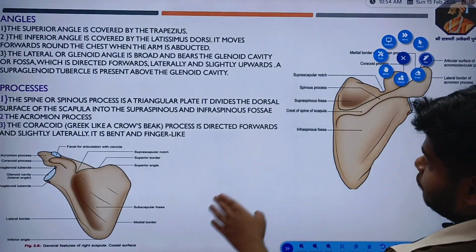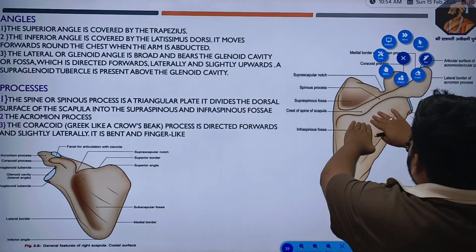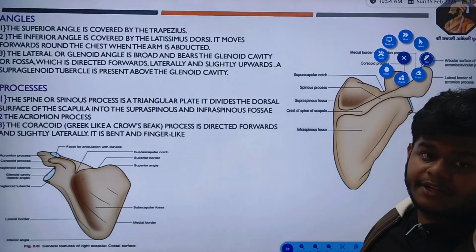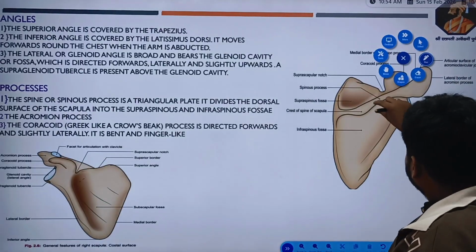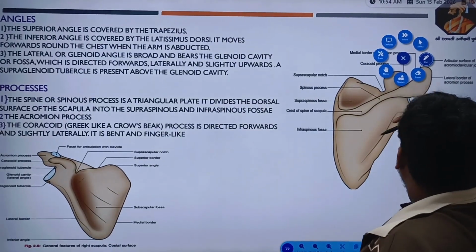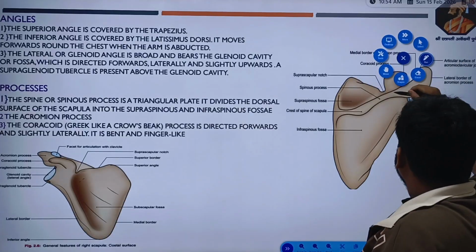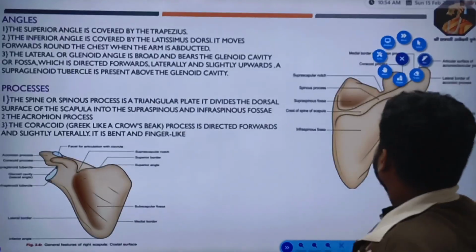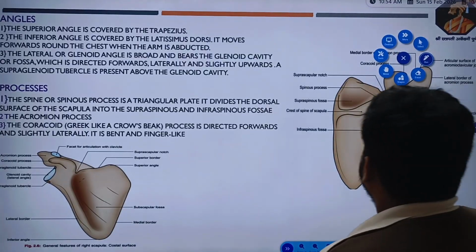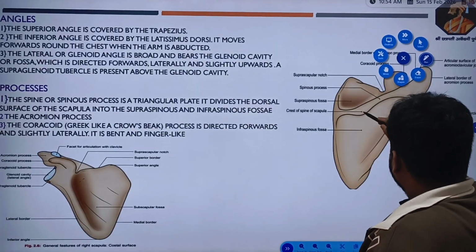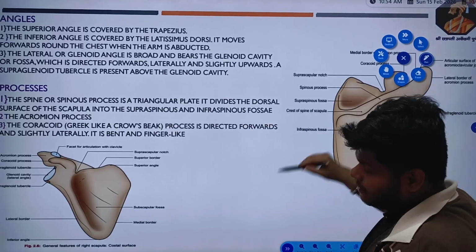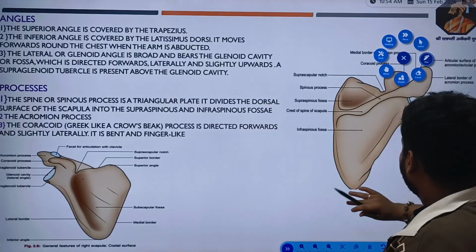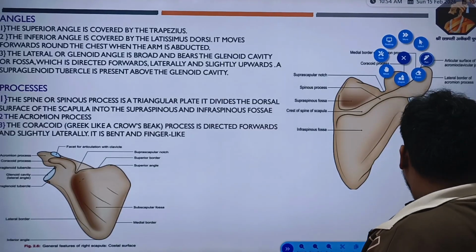Okay. Now there are processes. What are the processes present? This is the spinous process present on the dorsal side. It is very easily determined. It is a thick elevation. That further goes and forms the acromion process here. And here is the coracoid process of the scapula. This spinous process divides the posterior part of the scapula into two parts, which are the supraspinous fossa and the infraspinous fossa.